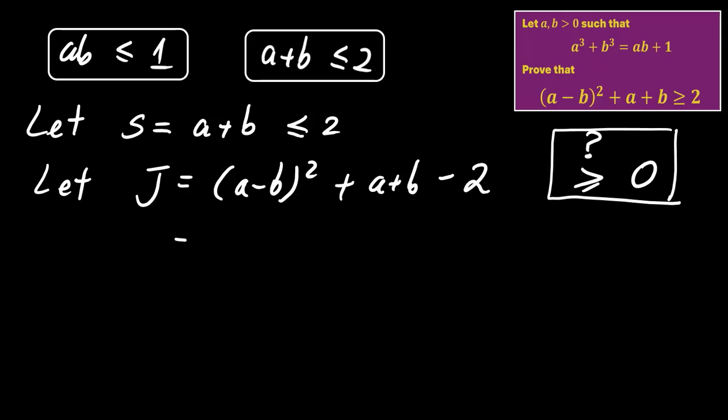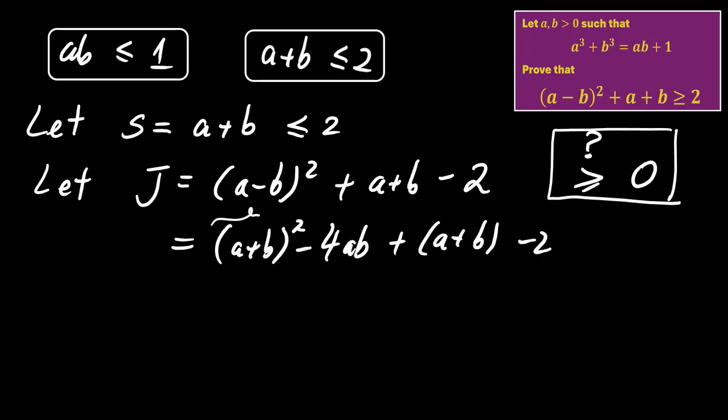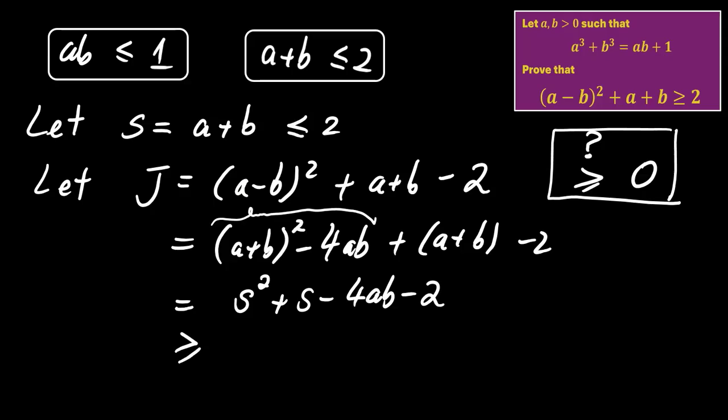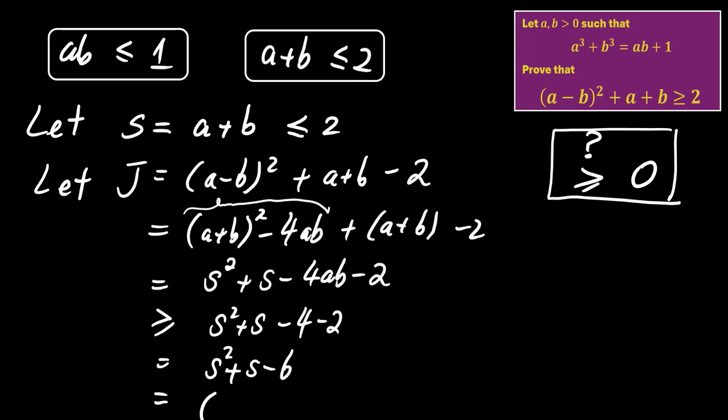Why is this so? We will see that (a minus b) squared equals (a plus b) squared minus 4ab. So this comes from here, and this can be written as s squared plus s minus 4ab minus 2. Since ab is less than or equal to 1, this will be greater than or equal to s squared plus s minus 4 minus 2. So this is s squared plus s minus 6, and we can factorize it as (s minus 2)(s plus 3).